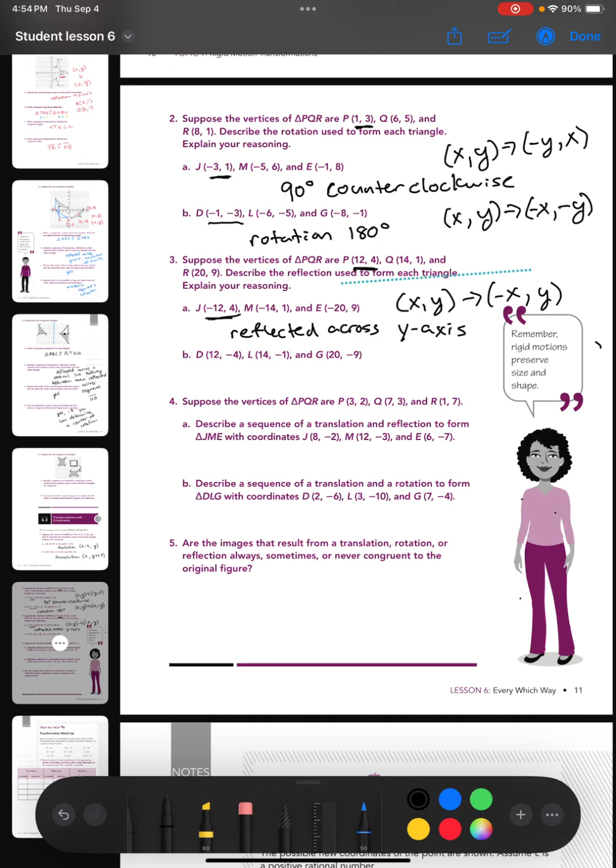So one more, B. So now we've gone to (12, -4). So that looks like we've now used a rule of taking (x, y) and becoming (x, -y). And that corresponds to a reflection across the x-axis.